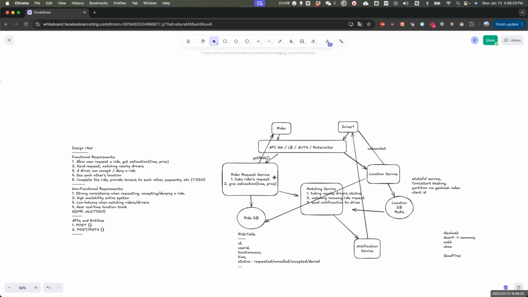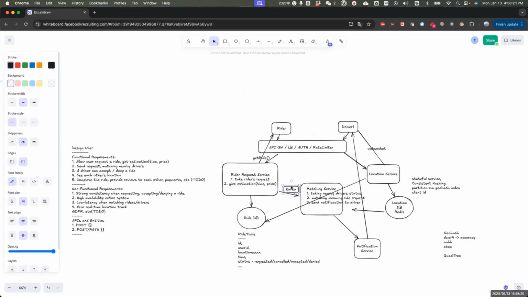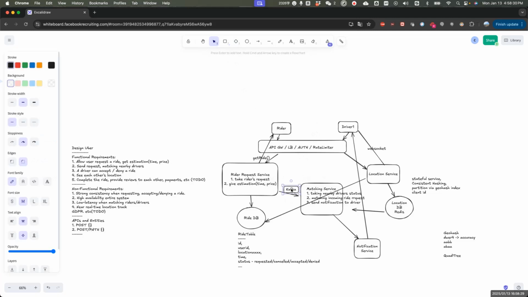Another thing that would potentially be useful is a message queue, for example Kafka. We could use Kafka to send requests to the matching service in order to keep the order. We could send to Kafka instead of an in-memory message queue, to keep the requests in order and decouple the ride service and the matching service via a queue.